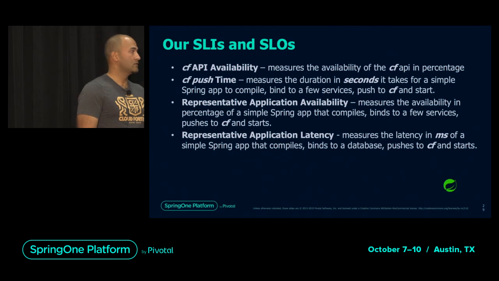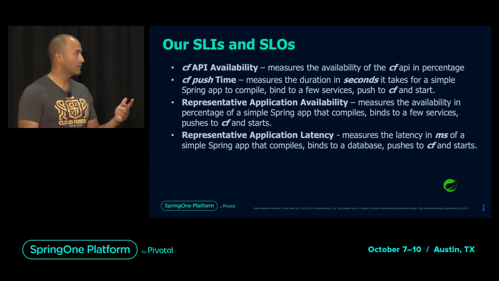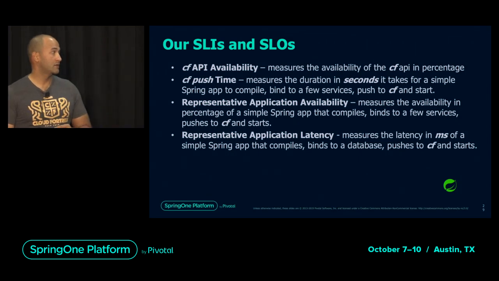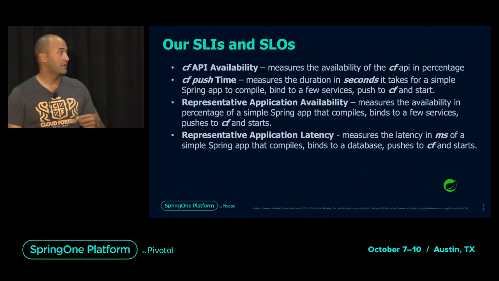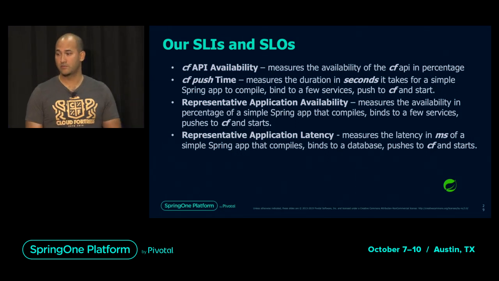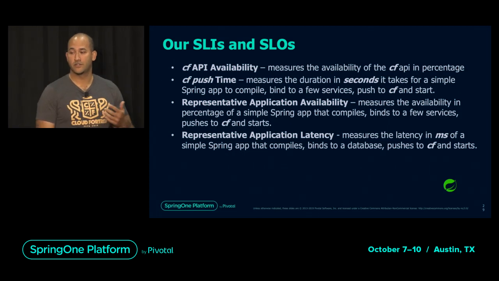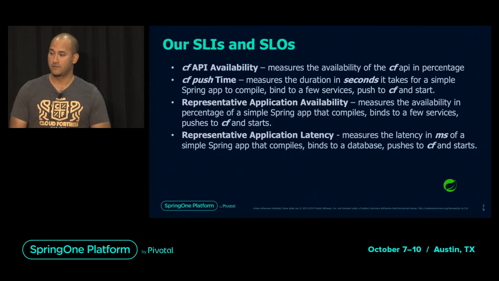The next 2 are very closely related. They are what we call a representative application, or think Canary app. We measure both the availability and the latency of these two. So the availability is measured in percentage, and that is again compiling an app, binding to a couple services, pushing to CF and starting it. And the latency is measuring the latency to that app by way of milliseconds.